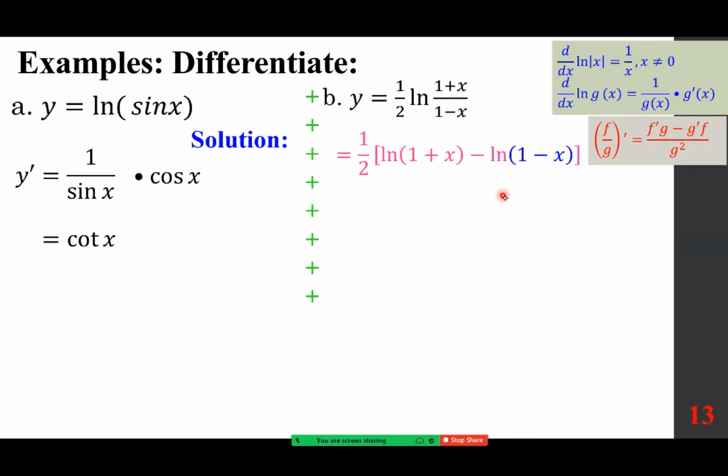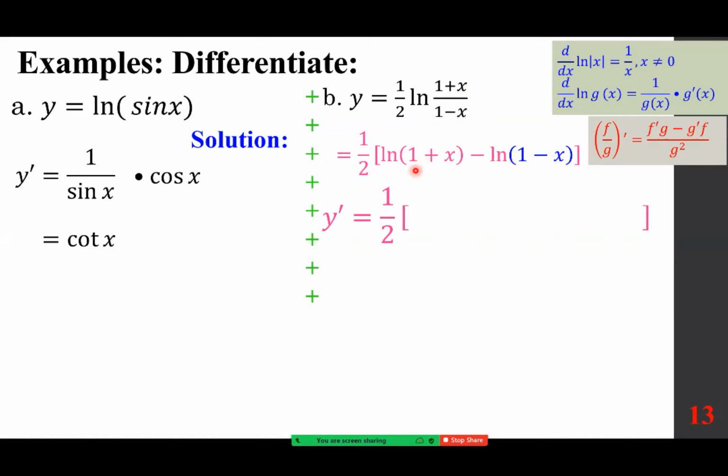Now we are going to differentiate. So y prime is 1/2, which is going to remain. It's not going to go anywhere. The reason I'm using brackets is because 1/2 is being multiplied by everything. So 1/2 times whatever we are going to do. So we are going to differentiate this.